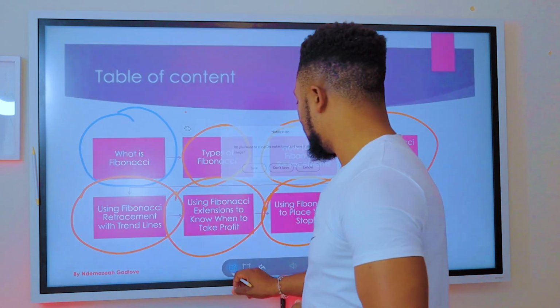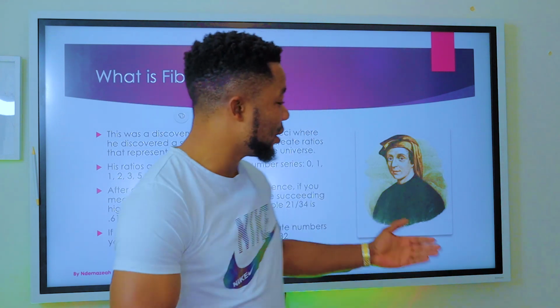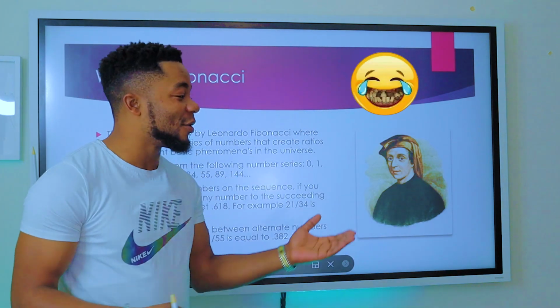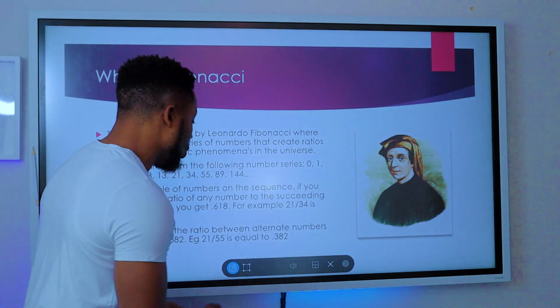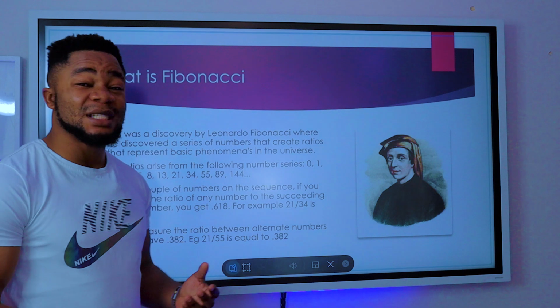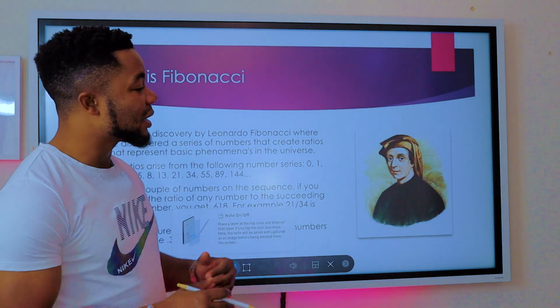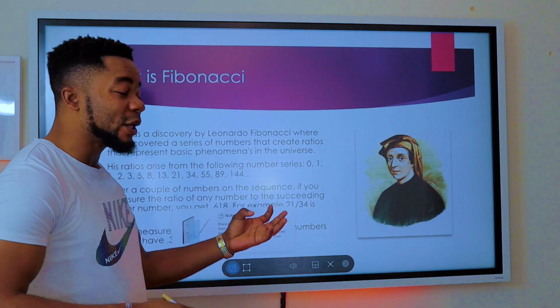All right, let's go. I'm too excited to explain this to you guys. So as you can see on my screen, this is my Uncle Fibs, or Fibonacci. They call this guy Fibonacci. So his name was Leonardo Fibonacci. He was an Italian mathematician who came out with a series of numbers.